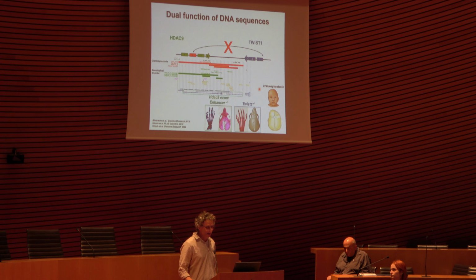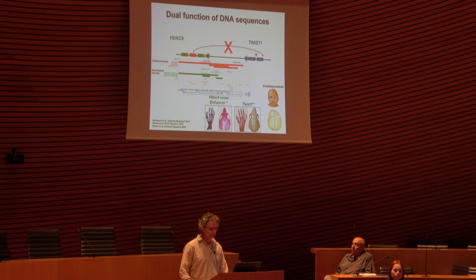So we have two genes, HDAC9 and TWIST1. Mutation in the coding sequence of TWIST1 causes craniosynostosis, meaning pre-fusion of the sutures of the skull. Then what happens is that the skull cannot grow after birth, and our skull is growing till the age of 24. So it cannot grow, and then it leads to different problems in the skull or even neurological problems.